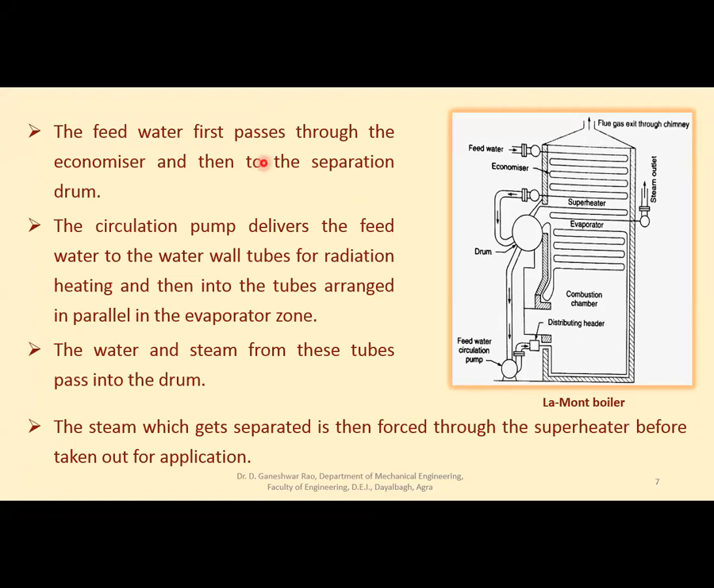The feed water first passes through the economizer, then to the separation drum. If you see this diagram, the feed water is entering from here and it is entering into these tubes, which are economizer tubes. What will happen in economizer? The gases which are going upwards from the combustion chamber to the chimney will pass through the economizer, and when these gases pass over these tubes, feed water gets heated up and is raised to a significant high temperature.